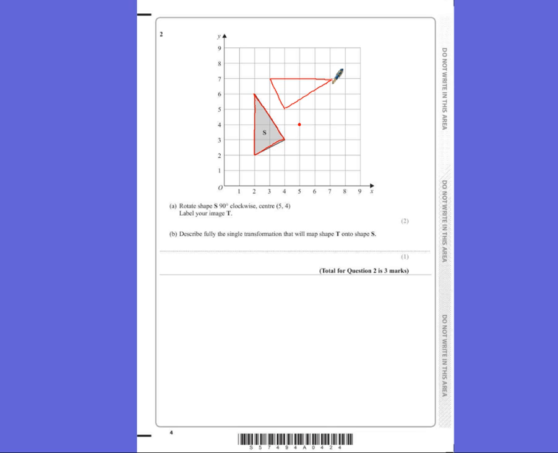Part B, it says describe fully the single transformation that will map T onto S. So this is T, and we want to go back to S. So we're going back the opposite way. So it's still going to be a rotation. It's still going to be 90 degrees, but this time it's going to be anti-clockwise because we're going back the opposite way. And don't forget to fully describe, you also need the centre of rotation. So the centre of rotation would be the same as it was before at 5, 4.